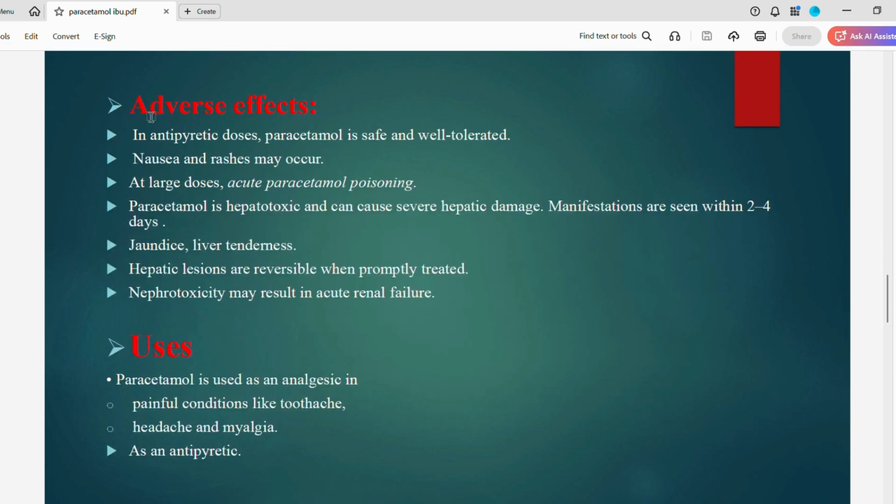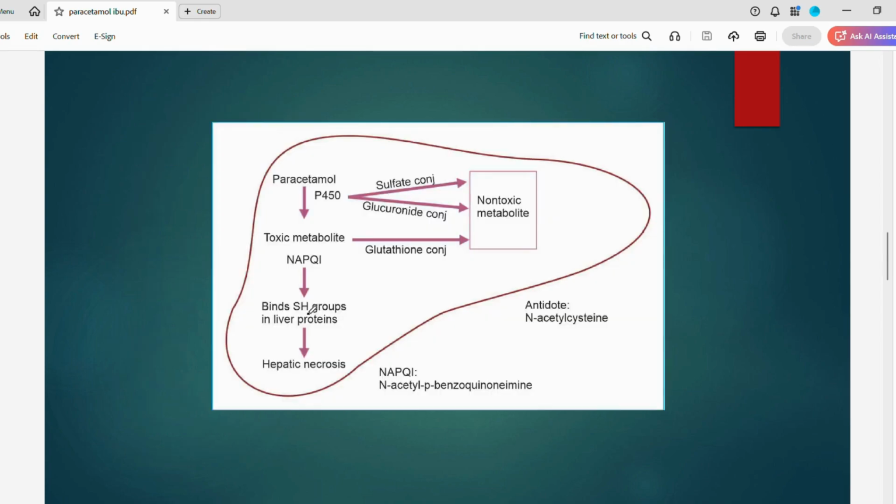Okay, so now we will see adverse effects. In therapeutic doses, paracetamol is safe and well tolerated. So at the antipyretic doses, means at lower dose or at 500 mg or 650 mg, paracetamol is safe and is well tolerated. Nausea and rashes may occur. This is the common adverse effects you can write. At larger dose, acute paracetamol poisoning. So here we have seen we will get paracetamol poisoning also at higher dose. Okay, not at lower dose.